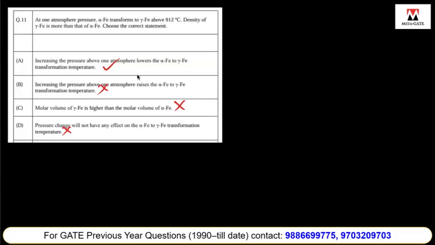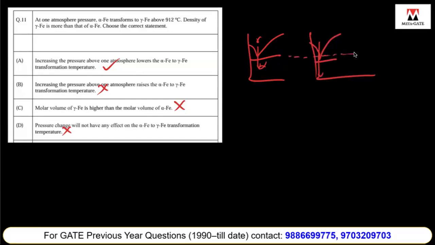Increasing the pressure would favor the transformation to gamma austenite at a lower temperature. Suppose this is the gamma to alpha transformation temperature, the temperature decreases to a lower point compared to the previous. Okay. The molar volume of austenite is higher than molar volume of alpha iron. The statement is not directly mentioned, but it's the common trend that when a substance undergoes phase transformation to a denser phase, its molar volume tends to decrease.